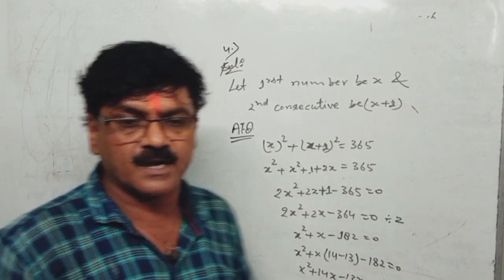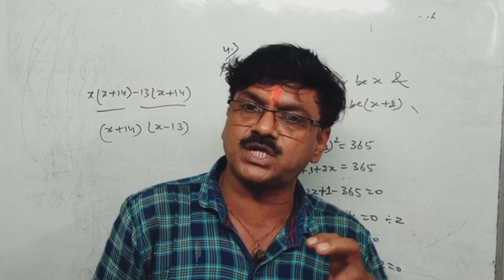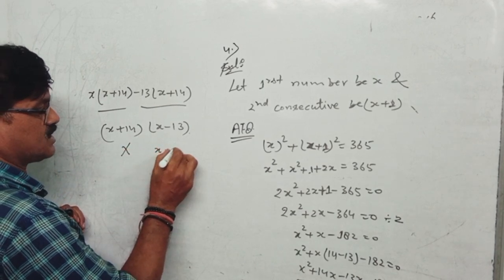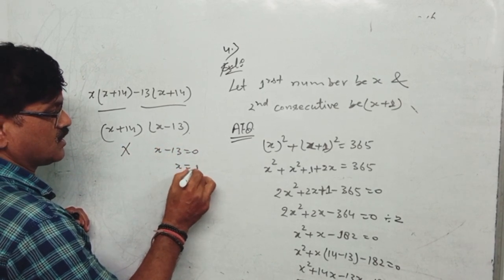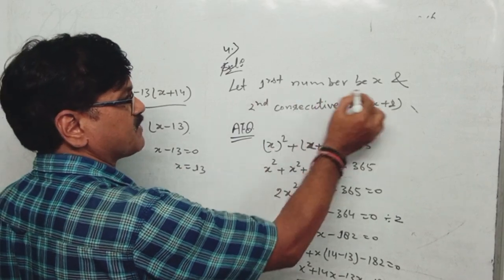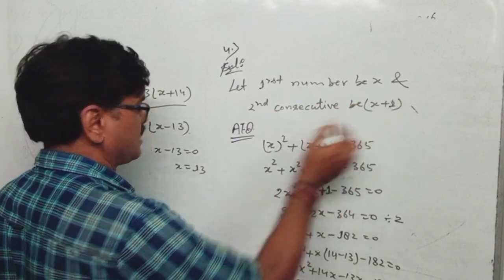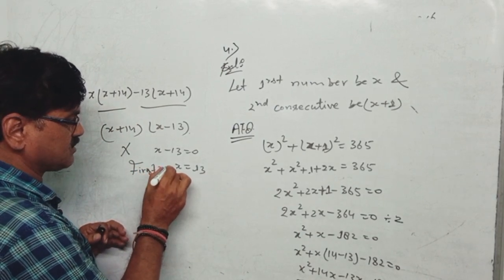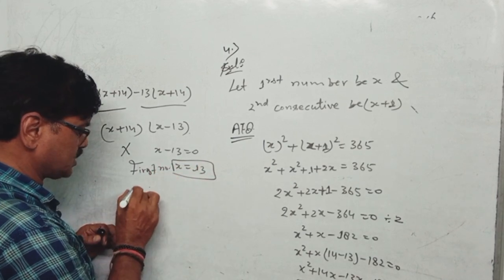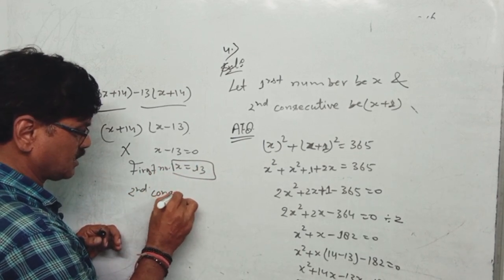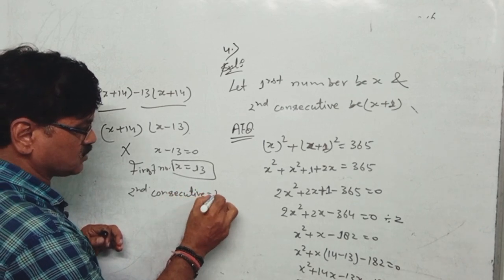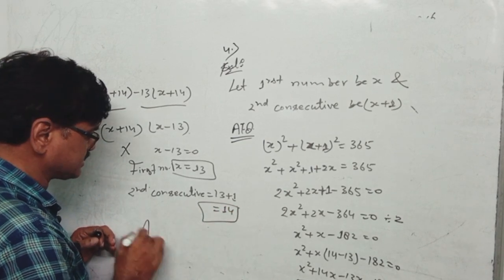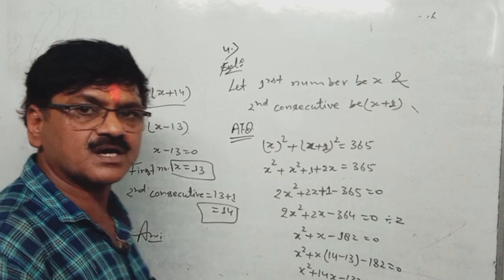Since the question is that two positive integers are there, this value will be negative, so you cannot take this one. Now here x minus 13 is equals to 0, x is equals to 13. So you have let first number be x, second consecutive will be x plus 1. So first number is this one, 13, and second consecutive is equal to 13 plus 1, 14. So two numbers are 13 and 14, and the answer you will write also: the two numbers are 13 and 14.